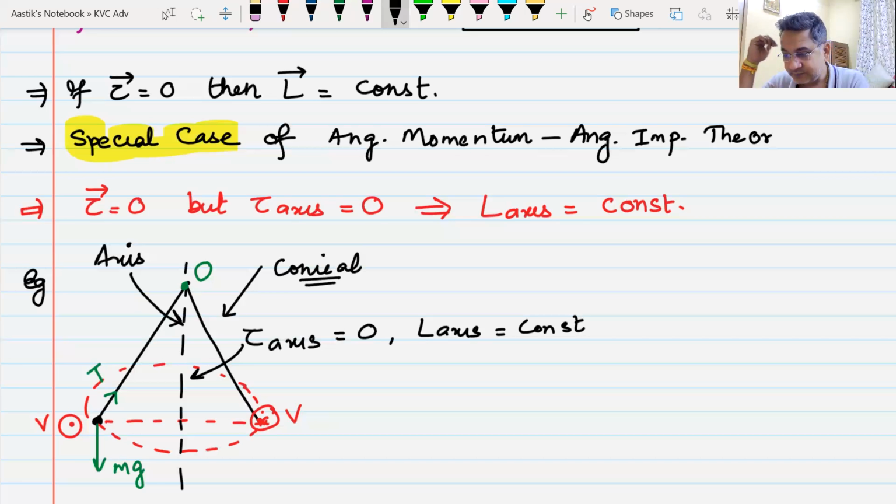Conical pendulum, sir. Yes. In the case of a conical pendulum, the ball is moving with a uniform speed. What is conserved and what is not conserved? You understand the meaning of what is conserved and what is not conserved? Yes, sir. Kinetic energy, you can also say kinetic energy, rotational kinetic energy.